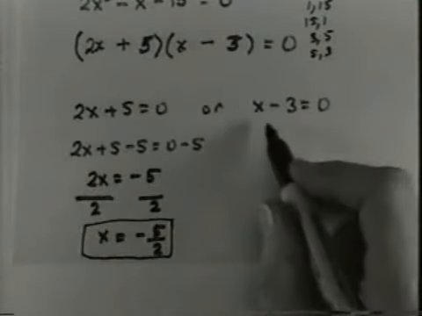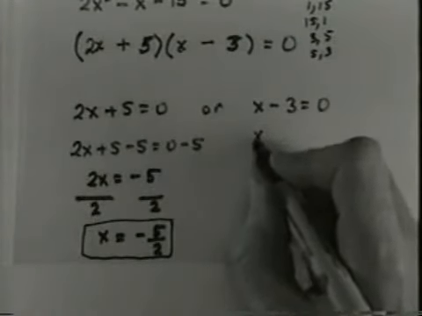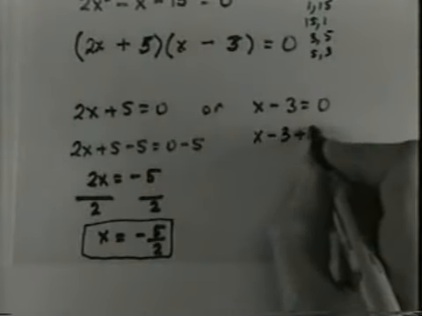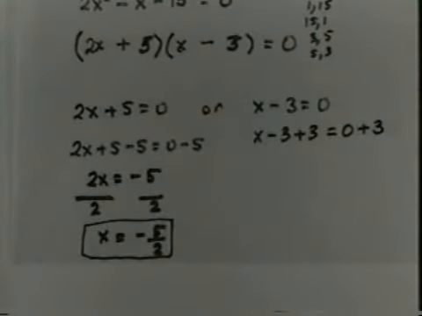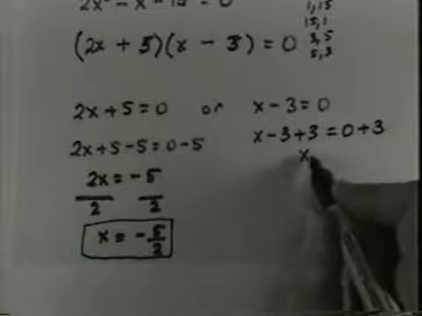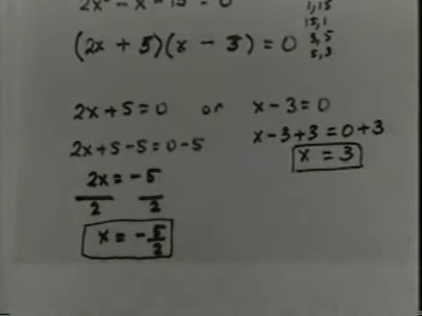For the other factor, we have x subtract 3 equals 0. We'll add 3 to both sides. X subtract 3, add 3 is equal to 0, add 3. And this gives x on the left and 3 on the right. So there's our other result. I'll leave the check to you. Our solution for this one is x is equal to negative 5 halves, or x is equal to 3.